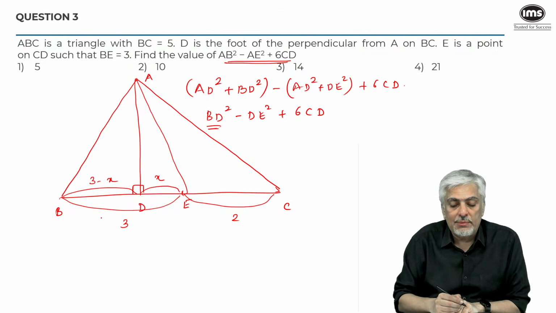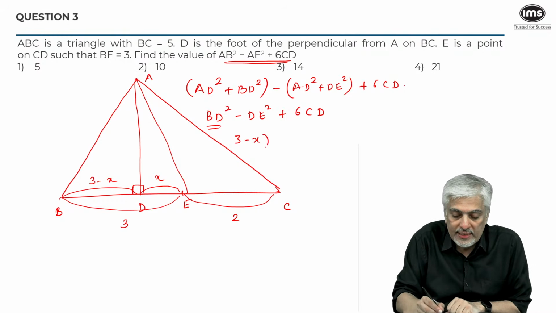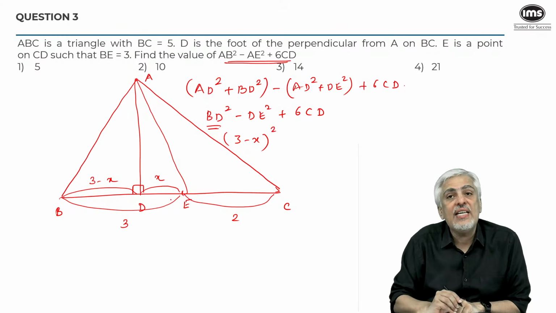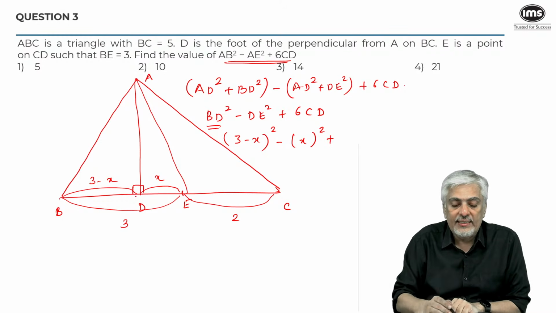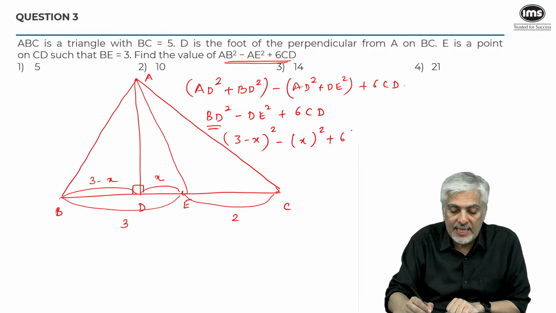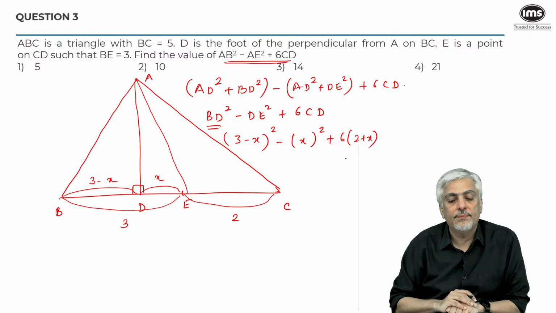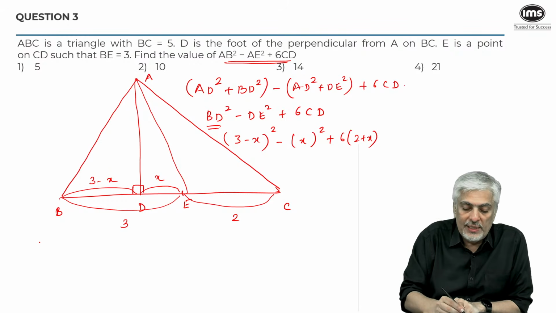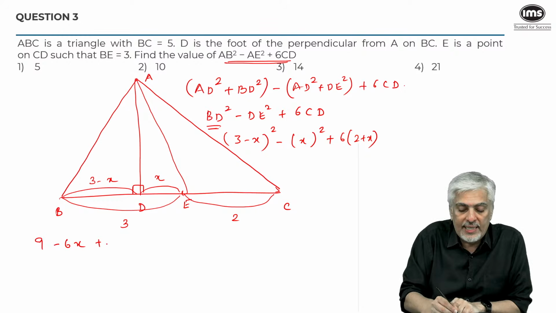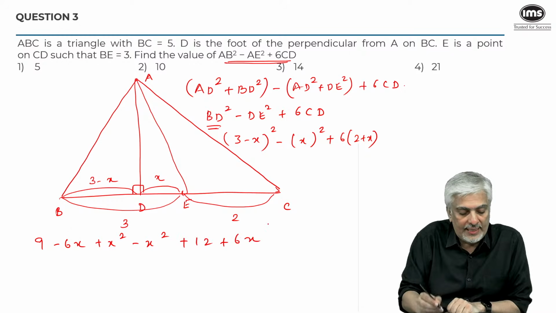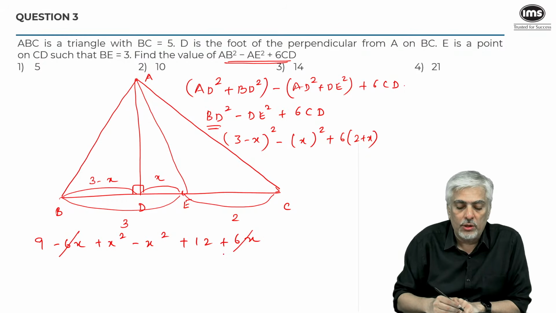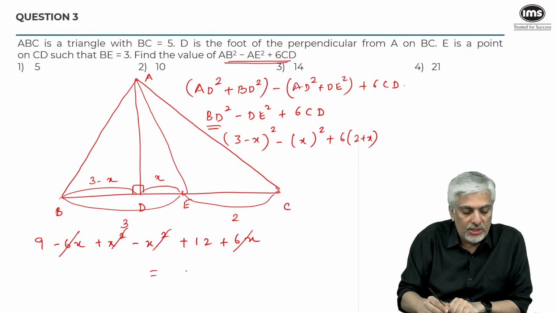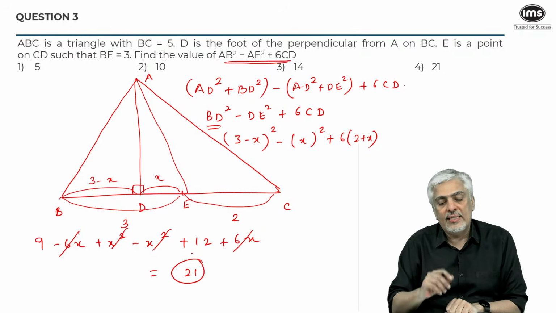BD according to our diagram is 3 minus x. So I'll get 3 minus x the whole square, minus DE according to the diagram is x, so minus x square, plus CD is 2 plus x, so plus 6 times 2 plus x. Let's open up the bracket over here. So we'll get 9 minus 6x plus x square minus x square plus 12 plus 6x. Apollonius not needed. A lot of people are saying Apollonius needed. There is no midpoint at all. X square cut. Answer is 21. This is one method.